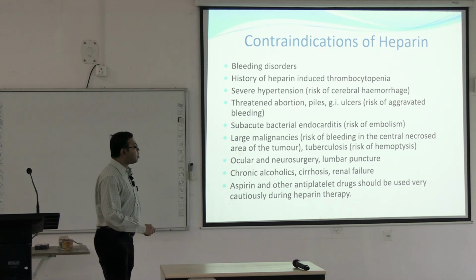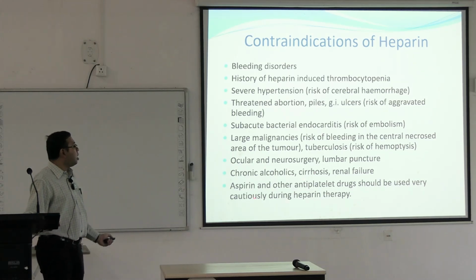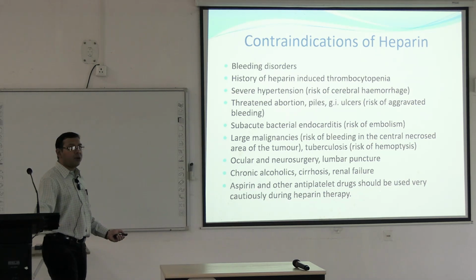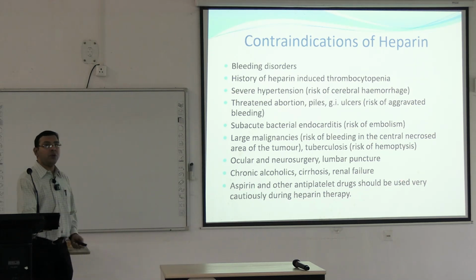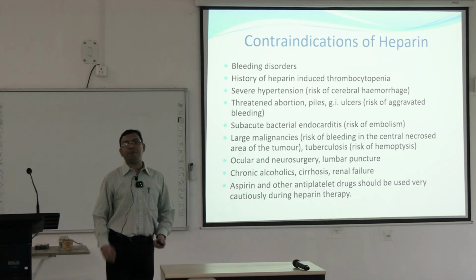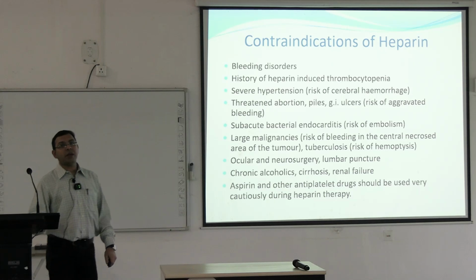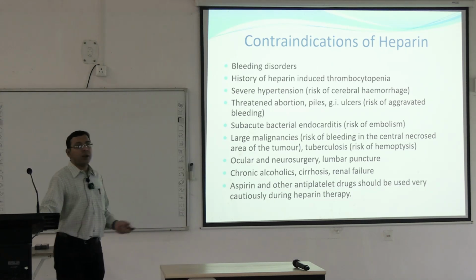Ocular and neurosurgery, lumbar puncture, in all these cases there are more chances of bleeding. Chronic alcoholics, cirrhosis and renal failure, because the kidney and liver are already compromised. Aspirin and other antiplatelet drugs should be used very cautiously during heparin therapy, because these are antiplatelet drugs and heparin is an anticoagulant. Together, there may be chances of bleeding. So these are the contraindications of heparin.